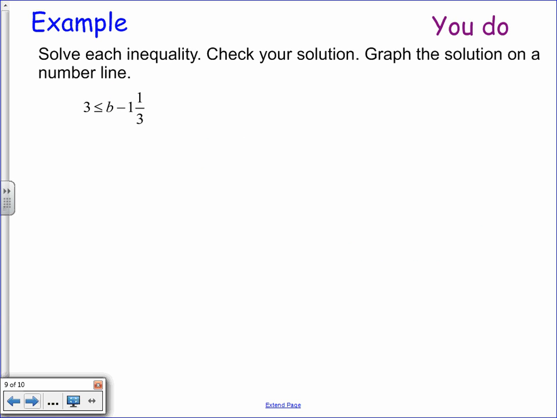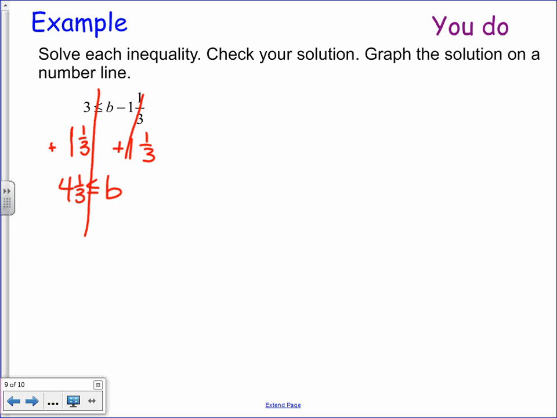And finally, I'd like you to try this one. This one has a fraction and also the variable is on the right. So be careful when you're using your fractions and make sure you get that flip in there correct. All right, so first of all, you want to add 1 1/3 to both sides. And you get 4 1/3 is less than or equal to b.